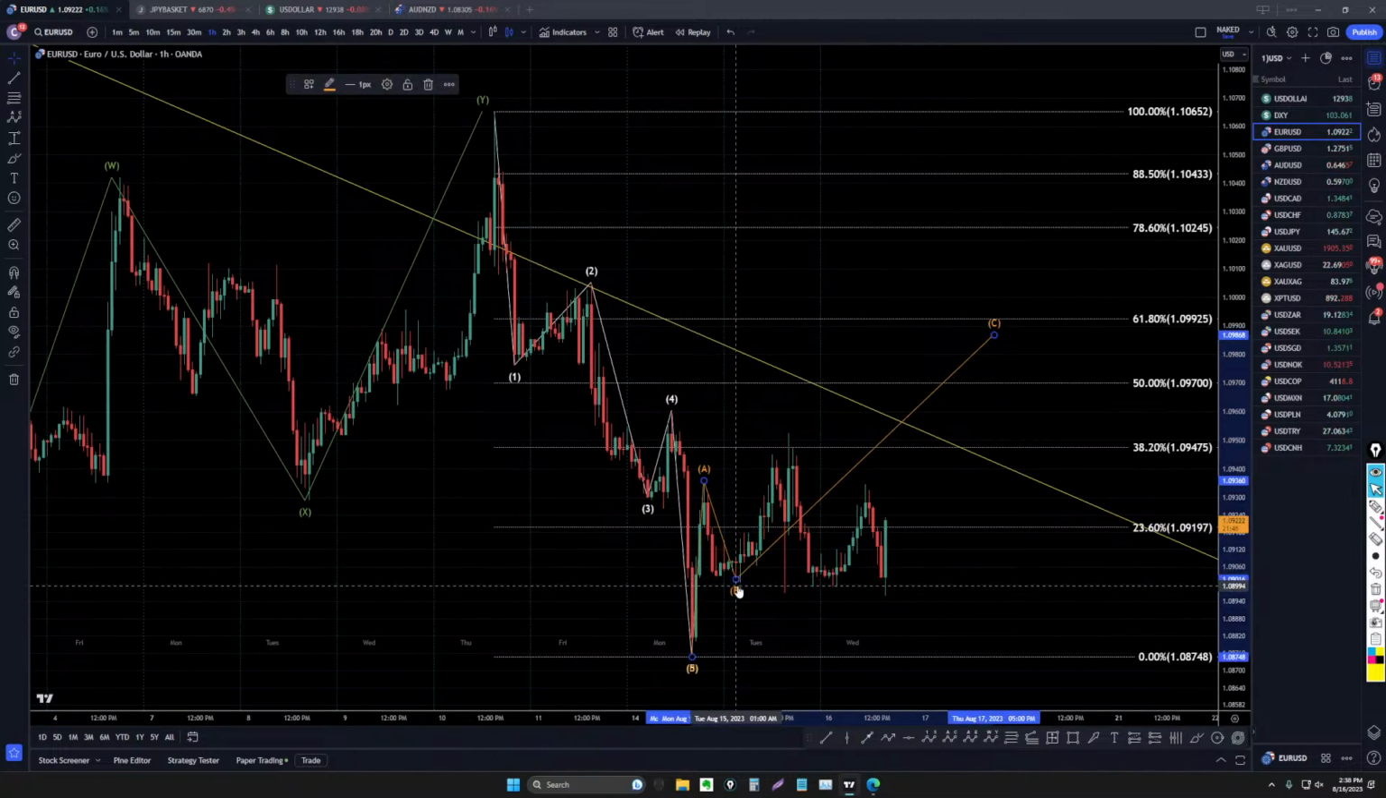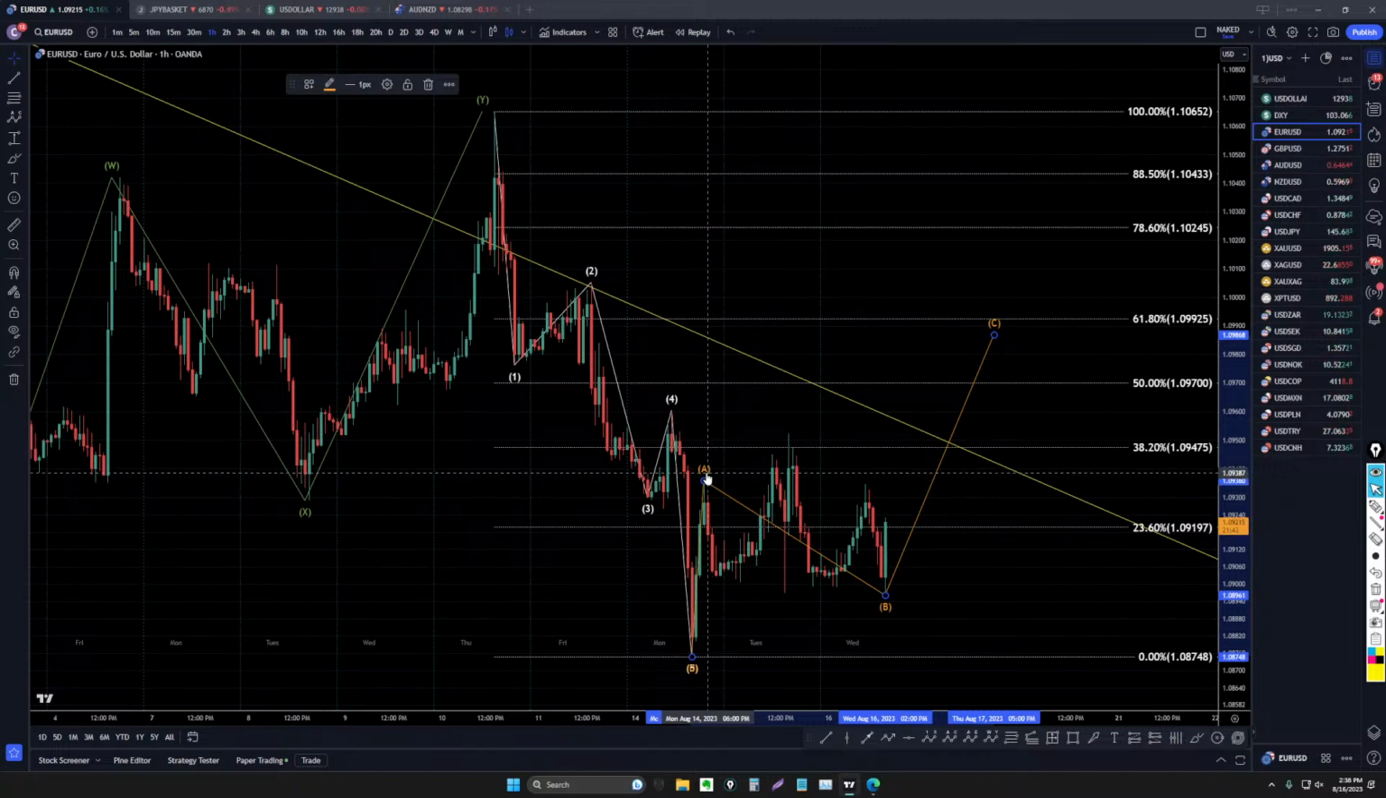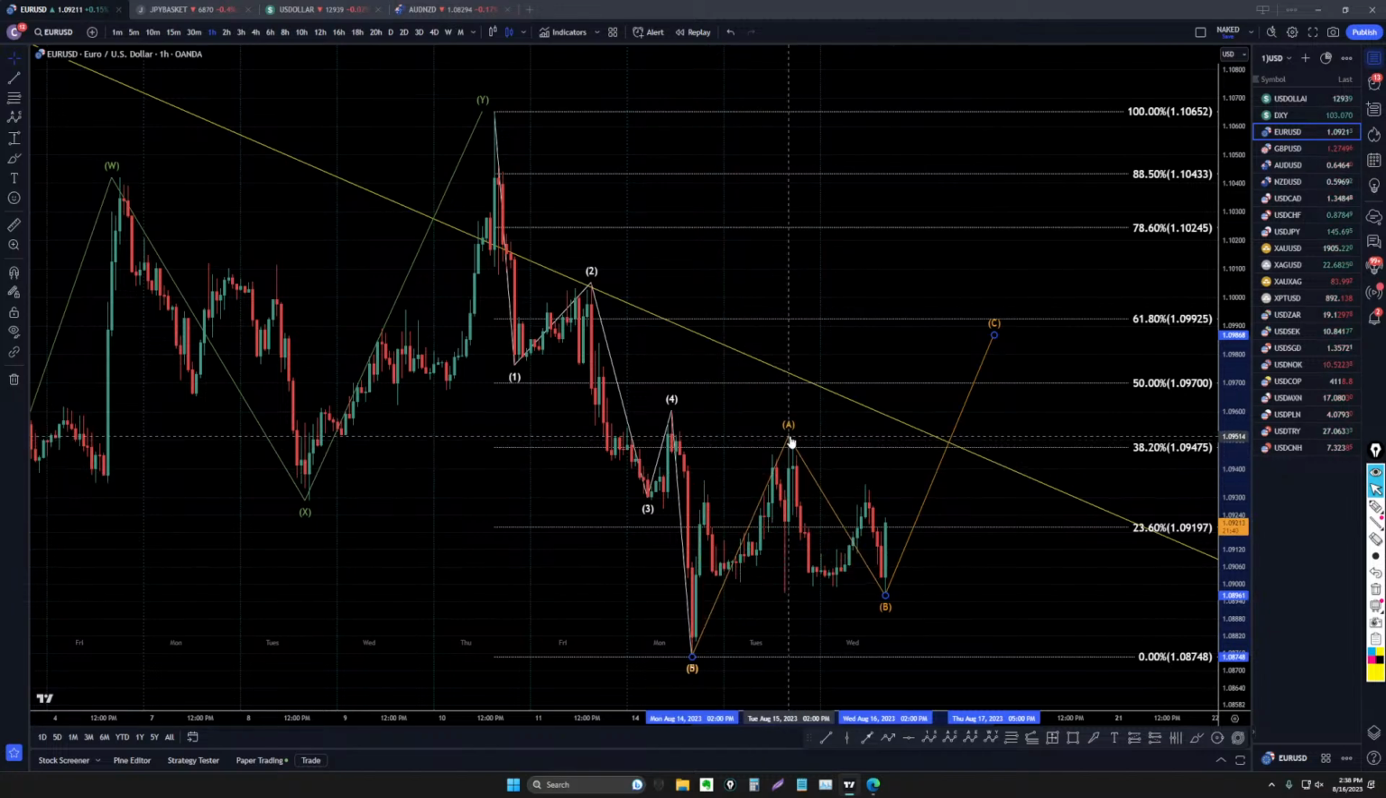So taking it down to the 1-hour time frame, I think that this is actually not very accurate. I think that the ABC is actually right here. So that right there is actually probably the ABC.